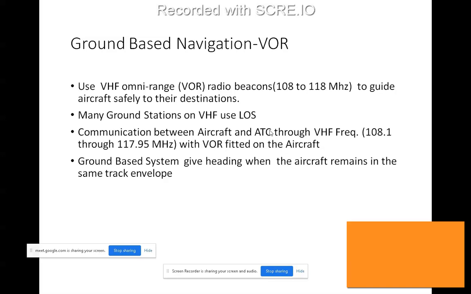The ground based system will give the heading. Heading means the nose of the aircraft system. Where the nose of the aircraft is pointed is said to be the heading. The ground based system will give the heading when the aircraft remains in the same track envelope. If it stays on the same track, it will provide information or message to the aircraft system about this.